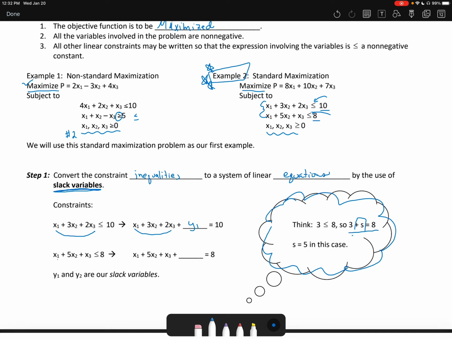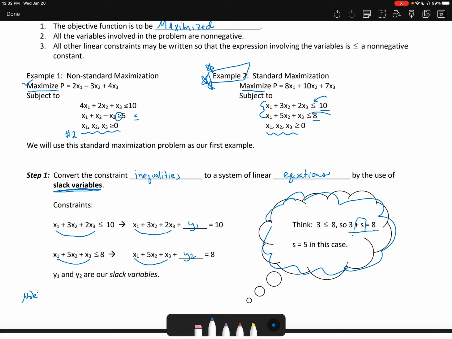Okay, same thing with the next one. If those are less than or equal to 8, then I should be able to add something. You have to use a different variable, so I'll say y2 on this one, something else, to that in order to get 8. So y1 and y2 are called our slack variables.